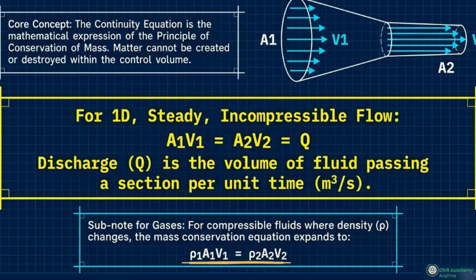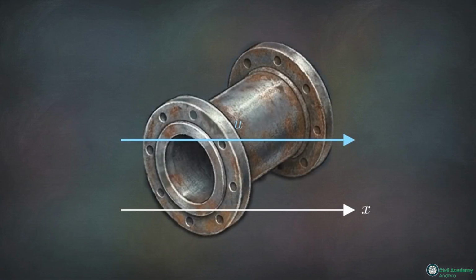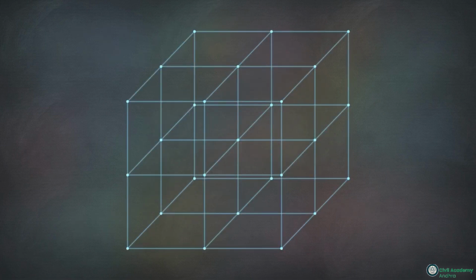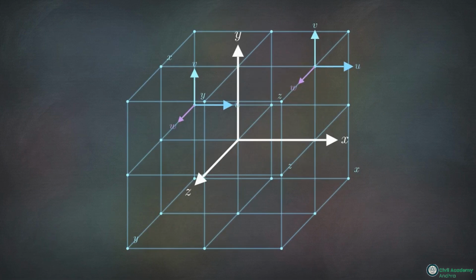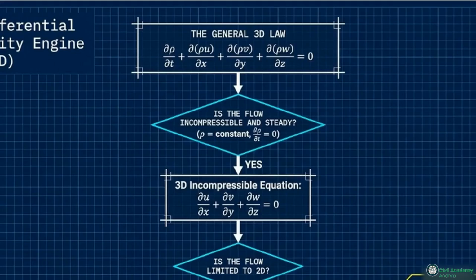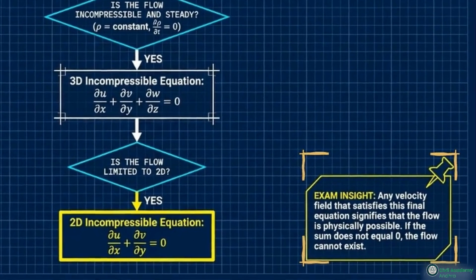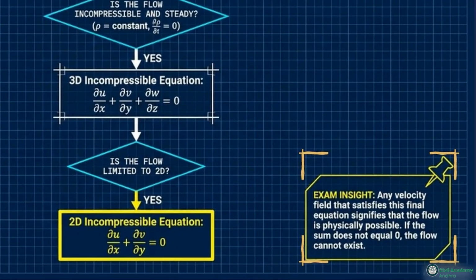Transitioning from a simple one-dimensional pipe to an arbitrary three-dimensional flow field requires complex differential analysis. This differential flowchart traces the three-dimensional incompressible equation, dictating that the spatial gradients of u, v, and w velocity components sum to 0. The pinned exam insight delivers the physical litmus test. Any velocity field satisfying this equation is physically possible.